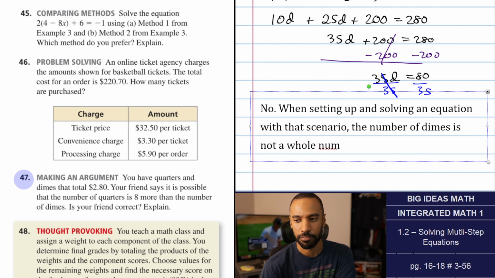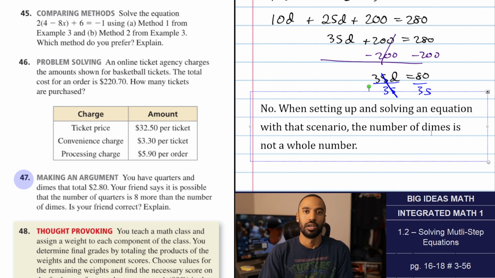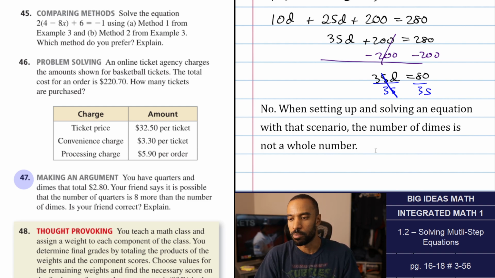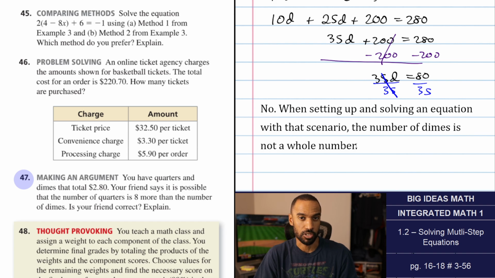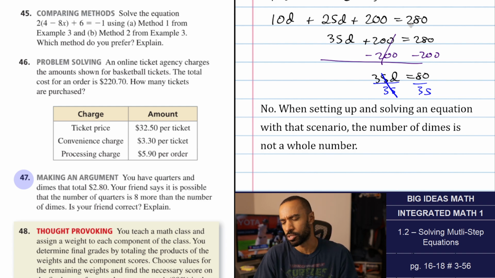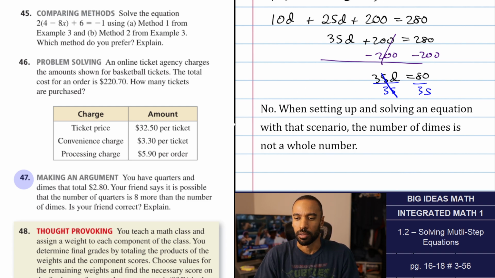Now, a whole number by definition actually literally means all positive integers and 0. So 0, 1, 2, 3, 4, 5, 6, 7, 8. So me saying whole number actually satisfies everything I have to talk about. It could have been 0 dimes, right? If we have 0 dimes and 8 quarters, that's still 8 more quarters than dimes, but it doesn't add to $2.80. Okay, so that doesn't work out.